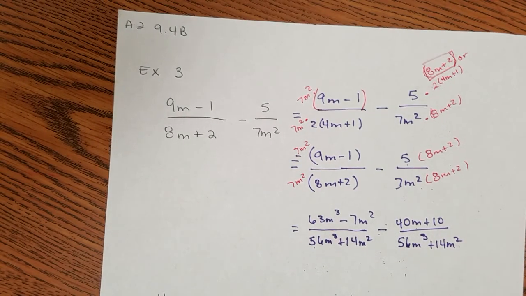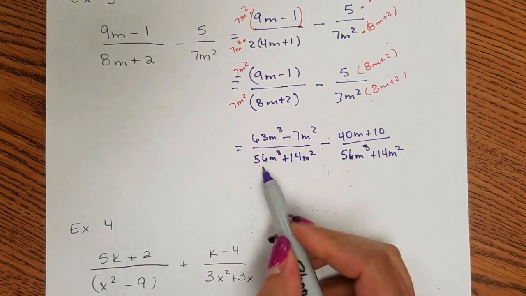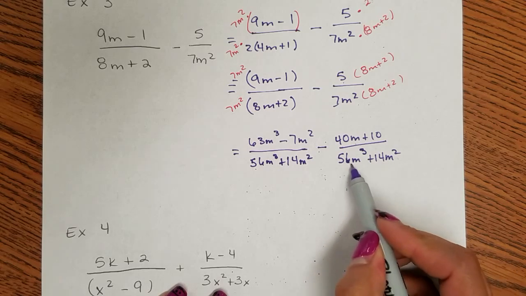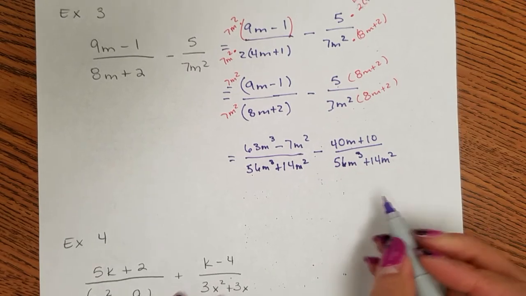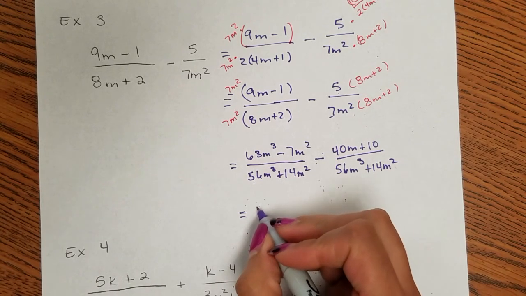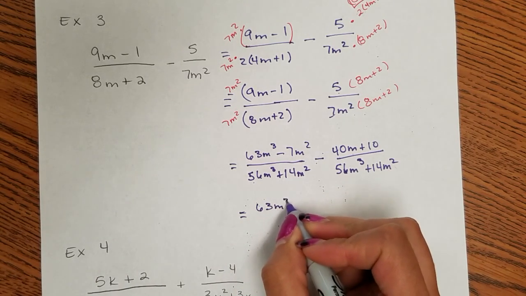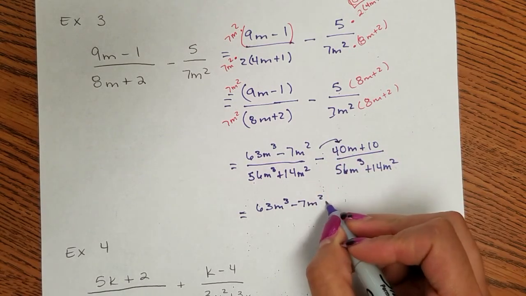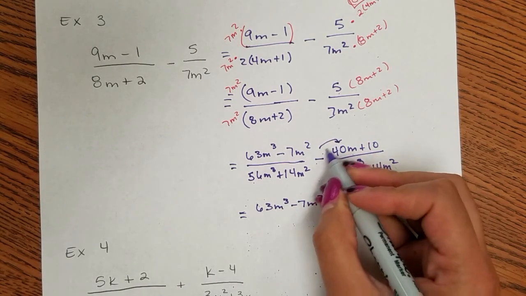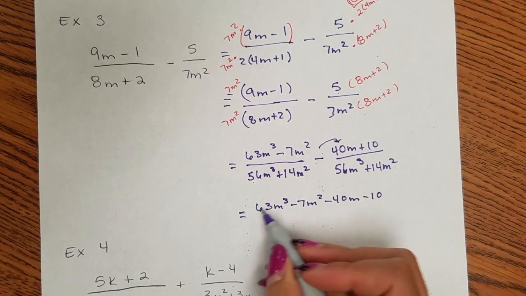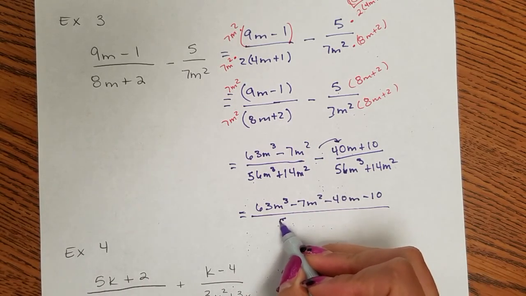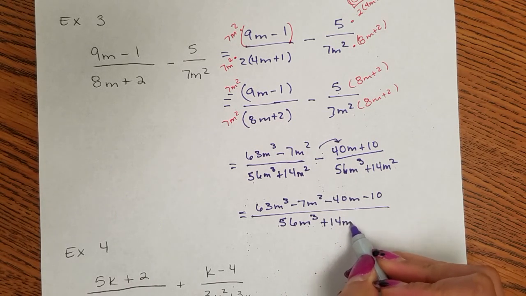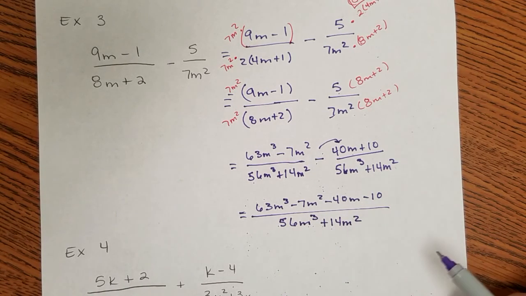So now that we're here, you can see that we have the common denominators, 56m cubed plus 14m squared. The same thing here, 56m cubed plus 14m squared. So you can combine the numerators, 63m cubed minus 7m squared. Distribute that negative, minus 40m minus 10, all over 56m cubed plus 14m squared. And I'm just going to leave it like this, guys.